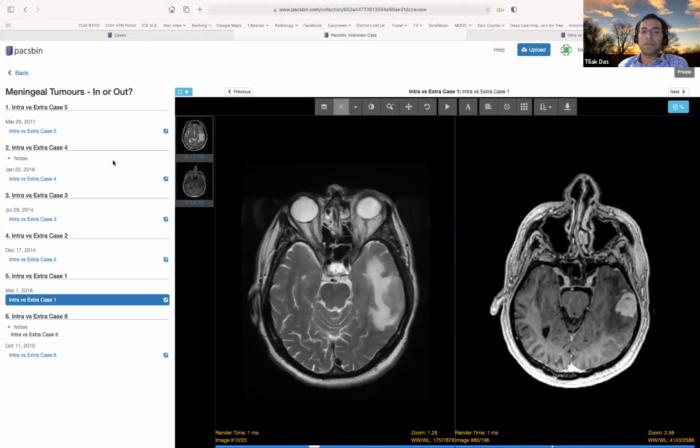Just a note of caution, the questions are labeled 1 through 6. The cases aren't exactly in that order on Paxman, so the bottom case is number 6, but the top case is 5, so just be aware.